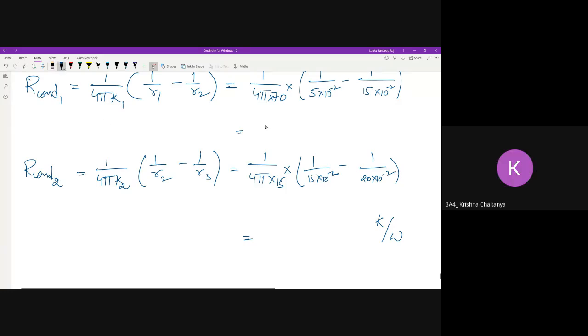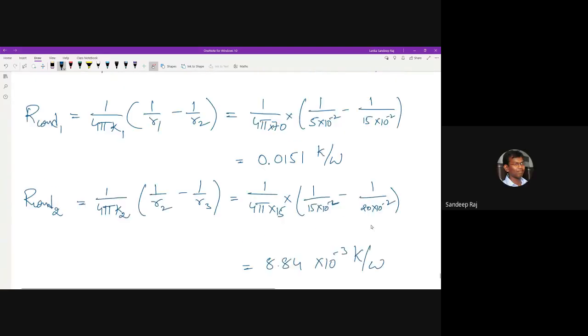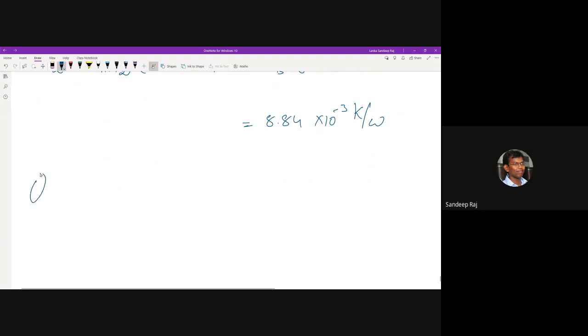So R conduction one, I guess it is 0.0151 Kelvin per watt. And R conduction two is 8.841 into 10 to the power of minus 3 Kelvin per watt. Okay. So now what I need is Q.